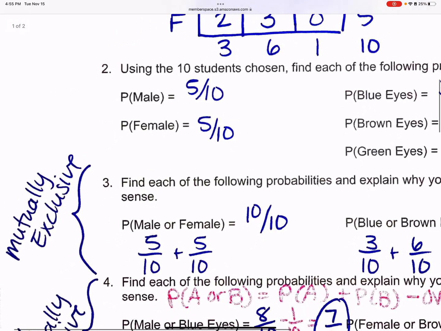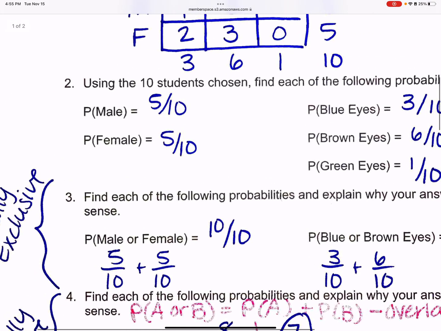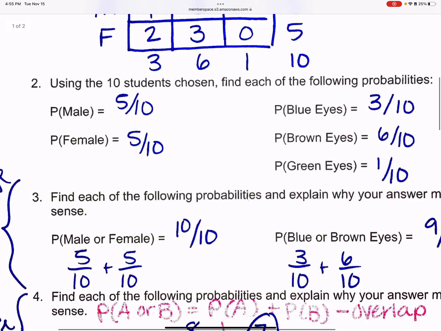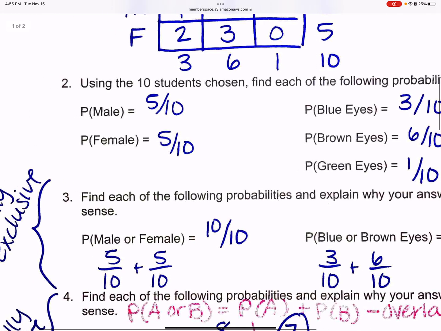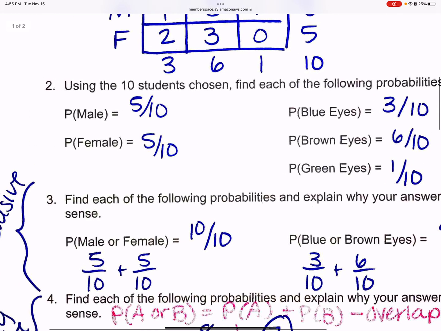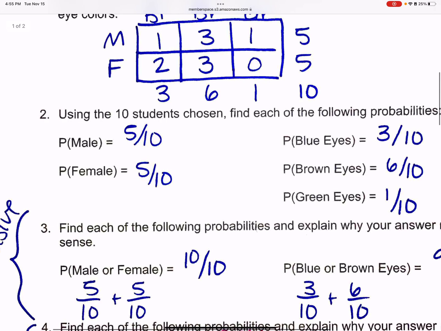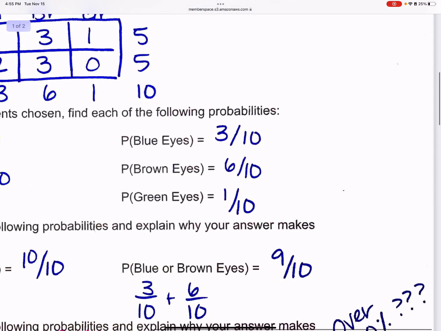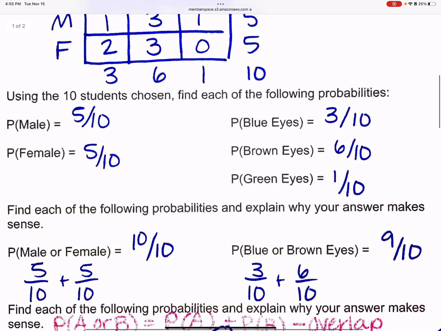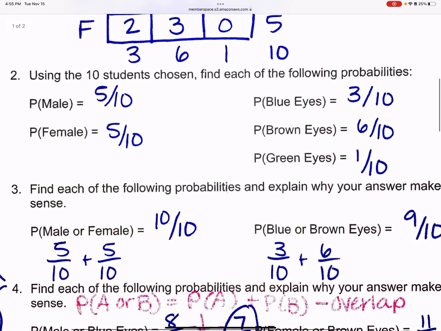All right, these next on number 3, they're considered mutually exclusive. And because they're mutually exclusive or disjoint, that means the same thing. There is no overlap. So when I ask for male or female, I just add the probabilities. Male, 5 over 10, female, 5 over 10. So that's 10 over 10. Blue or brown eyes, 3 out of 10, plus 6 out of 10, which is 9 out of 10. For the next one, find the probabilities.